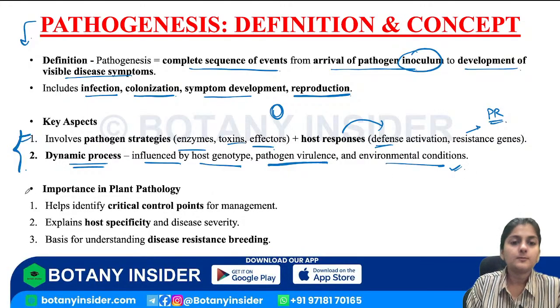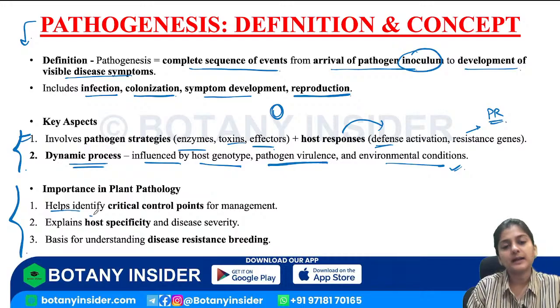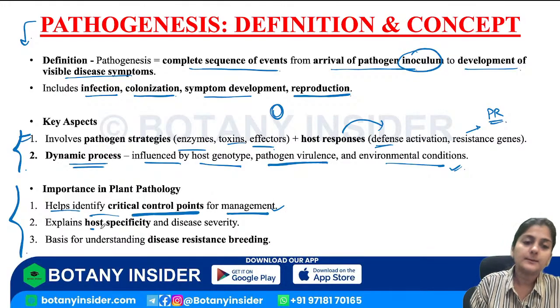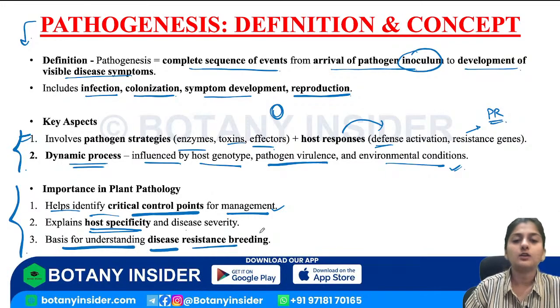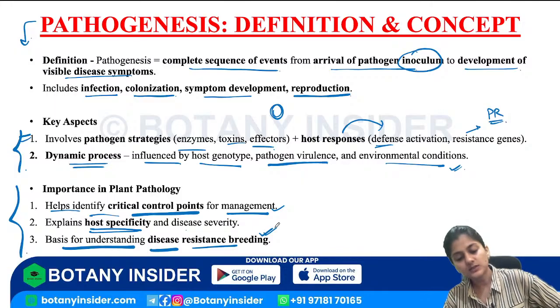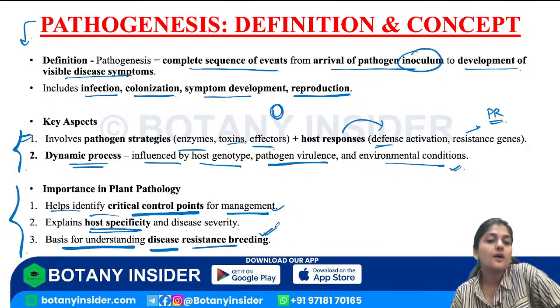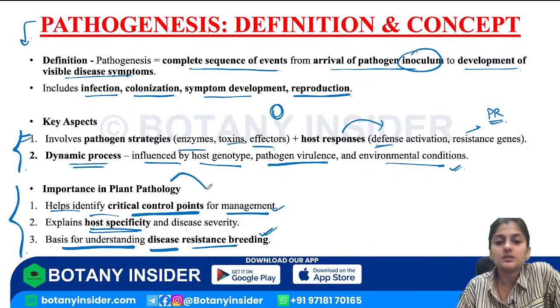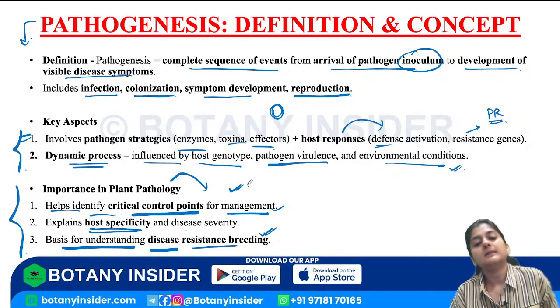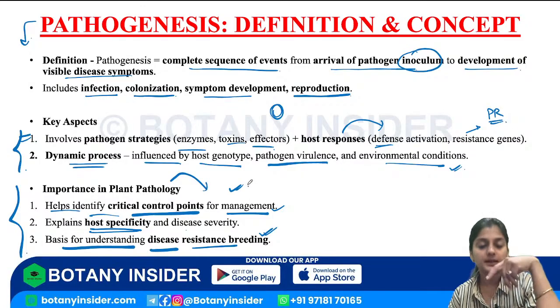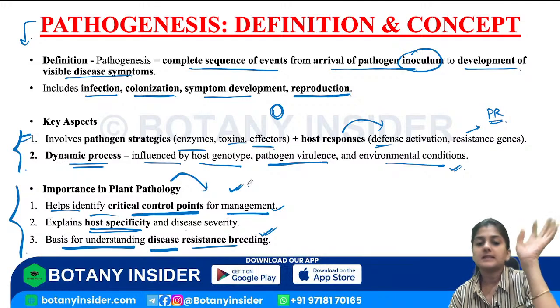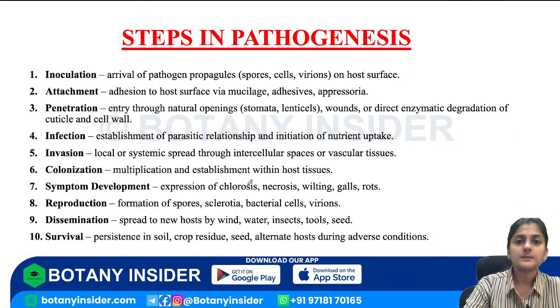What is the importance that we talk about? So it helps to identify critical control points for management. It explains the host specificity, and it is used for the basic understanding of disease resistance breeding, right? So what are the functionalities or the importance of studying pathogenesis? It helps in identifying the critical control points, specifying the host specificity, and for the basic understanding of disease resistance breeding.